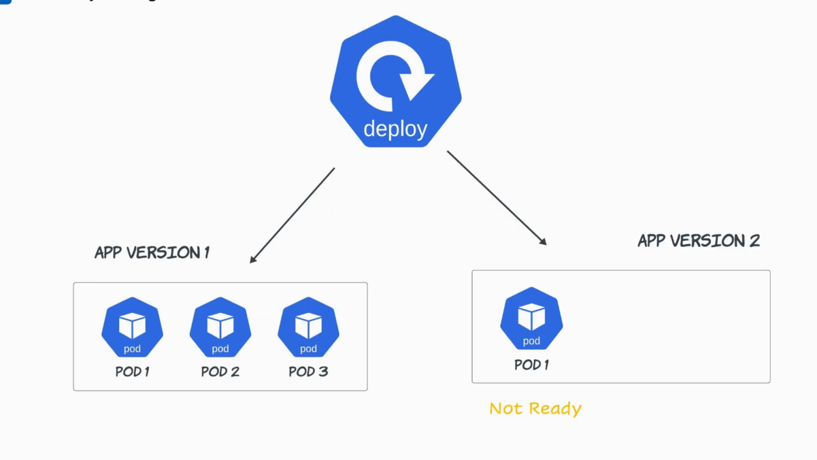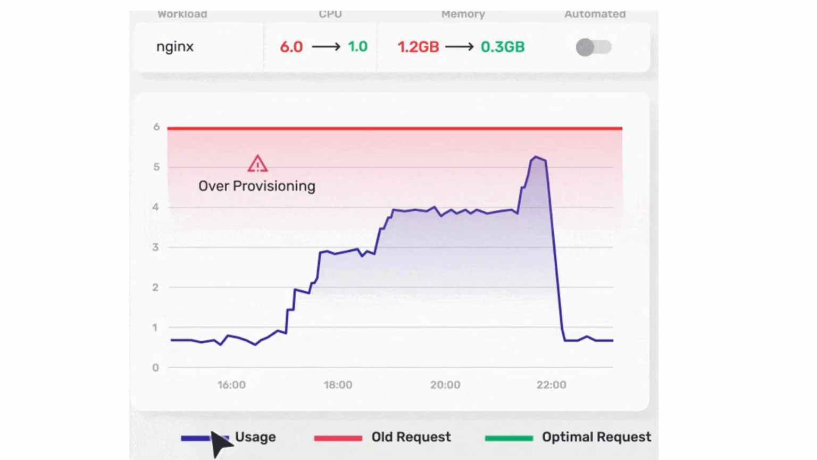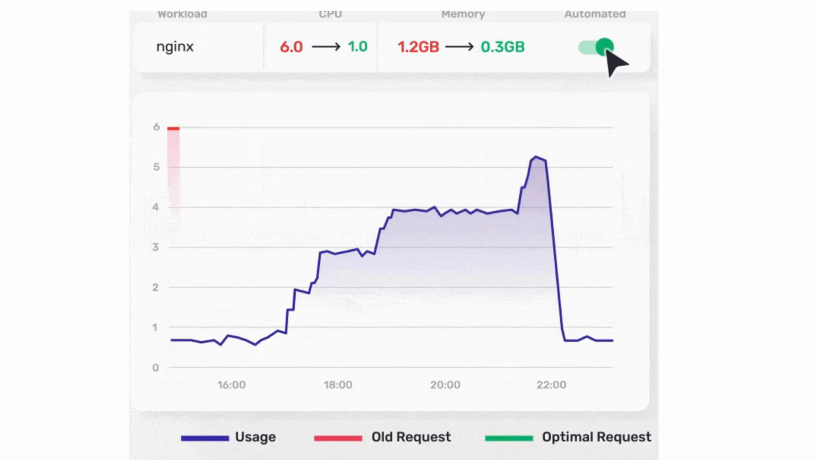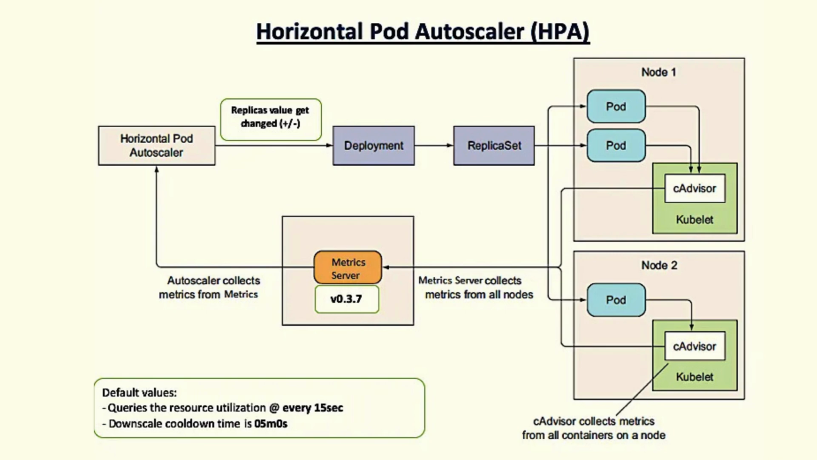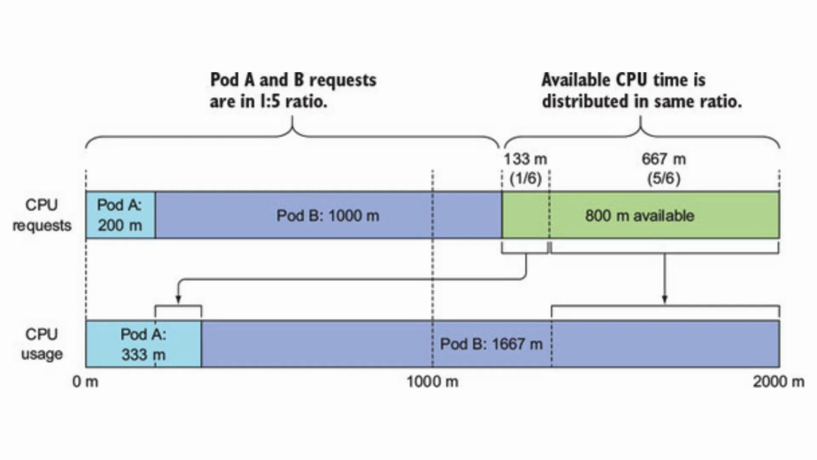Let's dive in. First up, right-sizing your resources. Too many resources, you're wasting money. Too few, you risk performance issues. Balance is key. Use horizontal pod autoscaling, HPA, to dynamically adjust the number of pods based on demand. Define resource requests and limits to prevent overallocation and optimize memory and CPU usage.